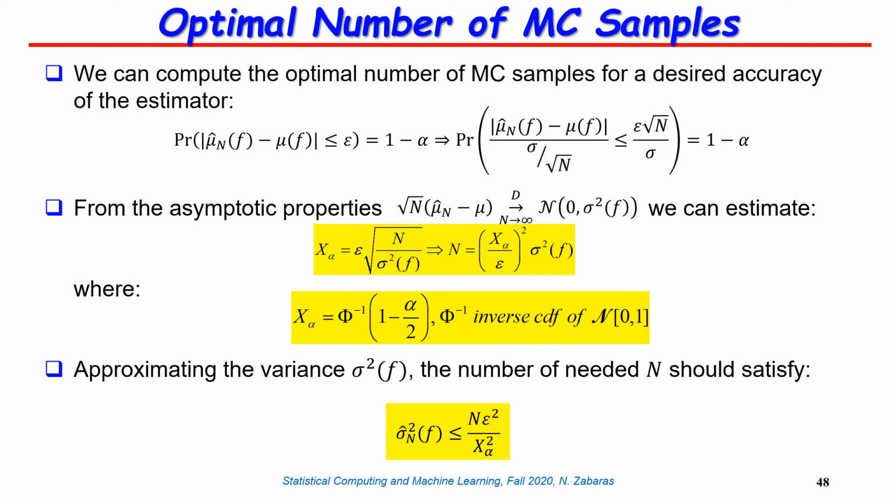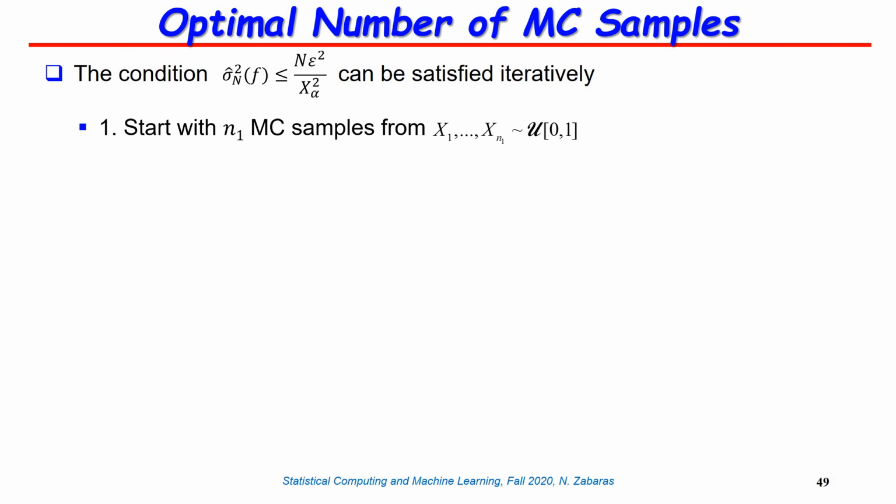Okay, so how do you actually compute the number of samples to satisfy this? Here is a little algorithm. Remember we are computing the integral of f of x dx. Let's say you draw n1 samples from the uniform distribution. Using those samples, you evaluate the variance of f, using the samples to do this approximation, and you check if this is less than n1 epsilon squared divided by x alpha squared. If that is the case, then you're happy and you stop.